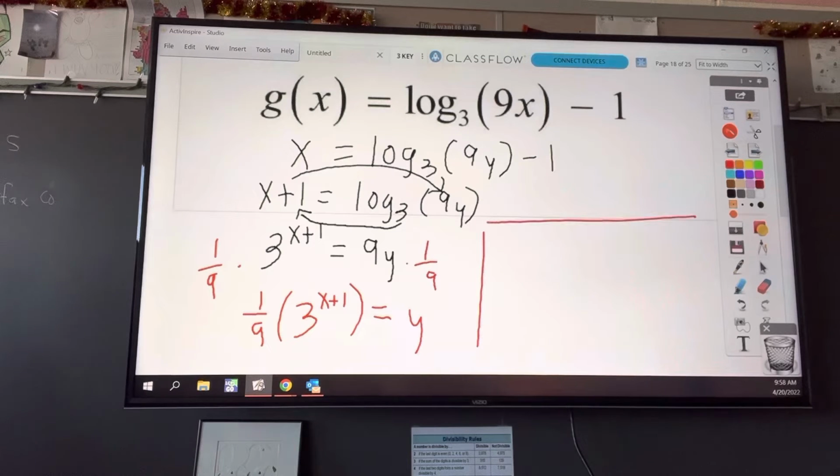I'll just write it up here in a different color for Gracie. You guys can't see, but she's excited about it. I got really excited. 1/9, 3 to the x plus 1, and that's the inverse of g. There we go. That's a g.